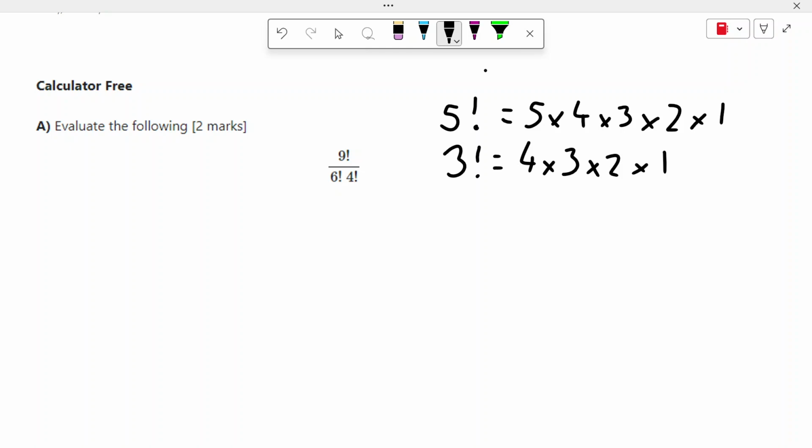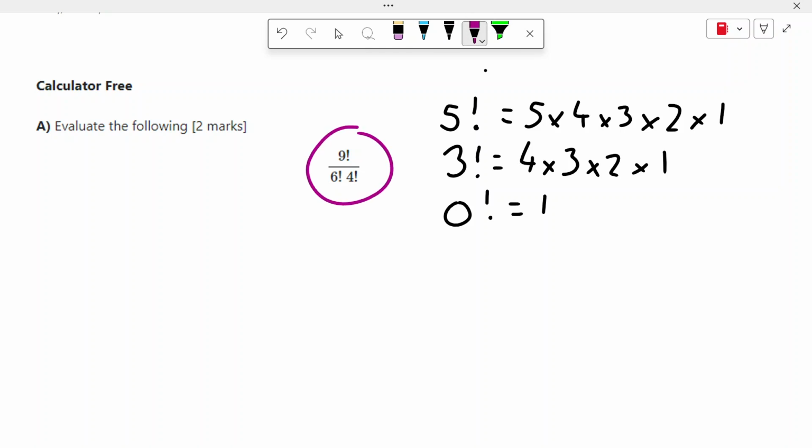There is one exception that is a bit weird, and that is that 0 factorial is equal to 1. It's just the rule, just is what it is. So we are wanting to simplify this one.